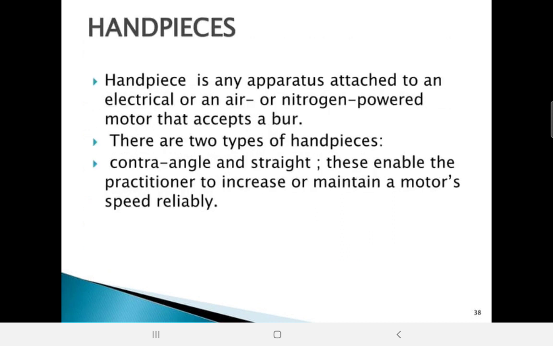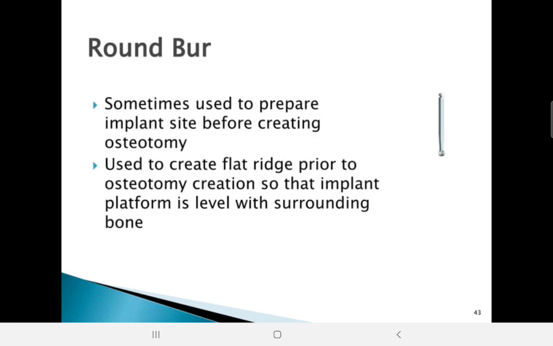Handpieces used in implant dentistry. A handpiece is any apparatus which is attached to an electrical or an air or nitrogen powered motor that accepts a burr. So there are two types of handpieces that can be used. One is contra-angled and the other one is straight handpiece, and these enable the practitioner to increase or maintain a motor speed reliably.